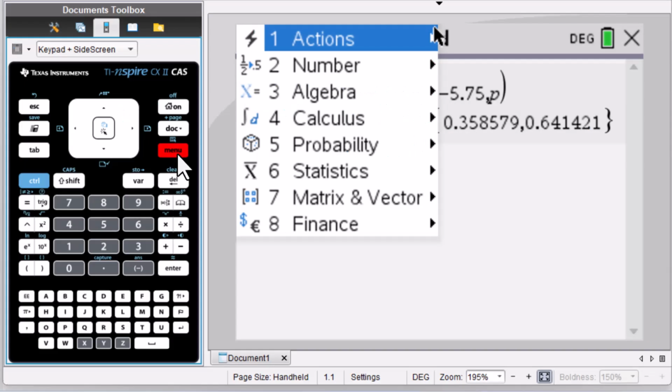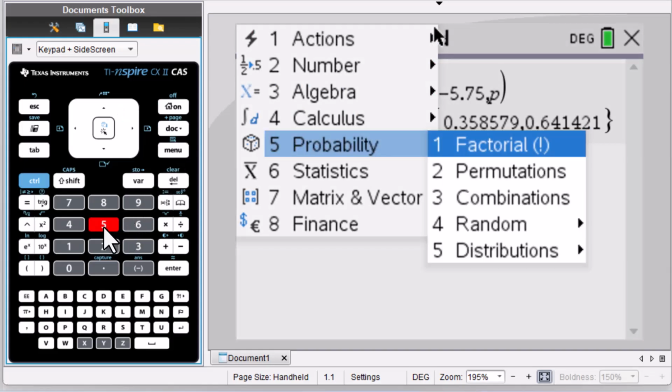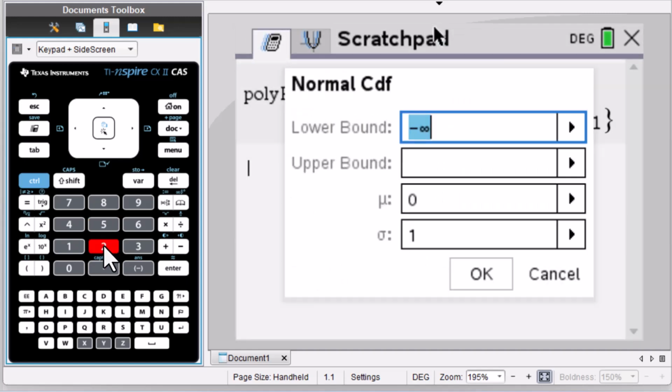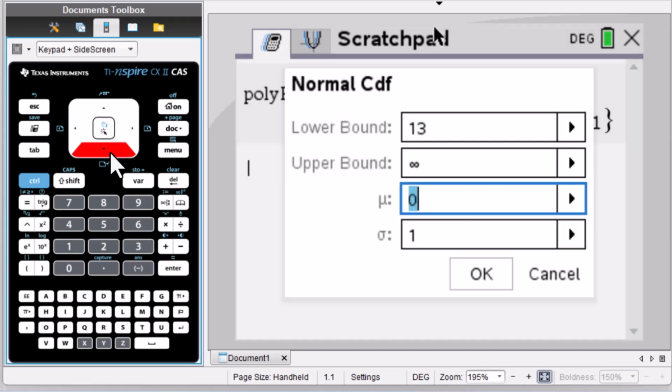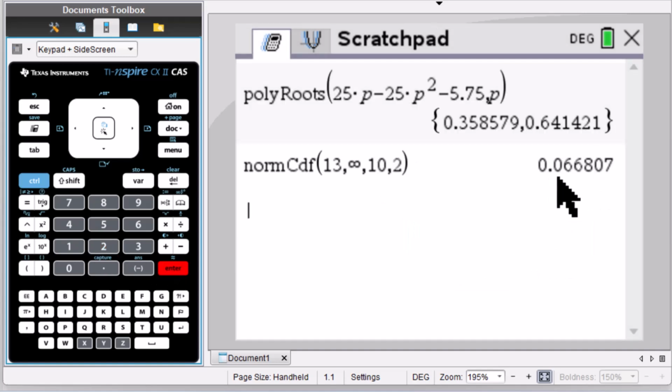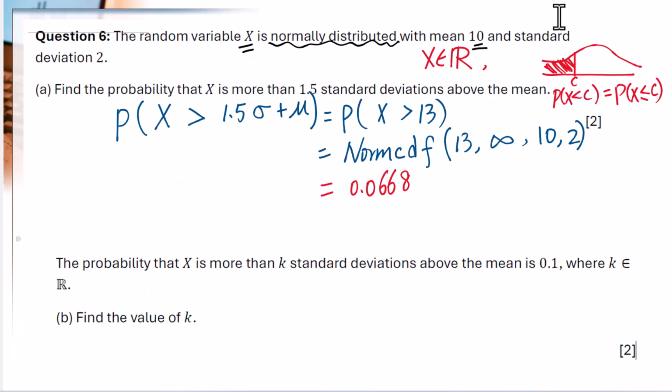Go to Menu, 5, 5, 2. Lower bound is 13. Upper bound, you have to use this pi symbol for infinity. Enter. Mu is 10. Standard deviation is 2. Enter. 0.0668 is the solution.